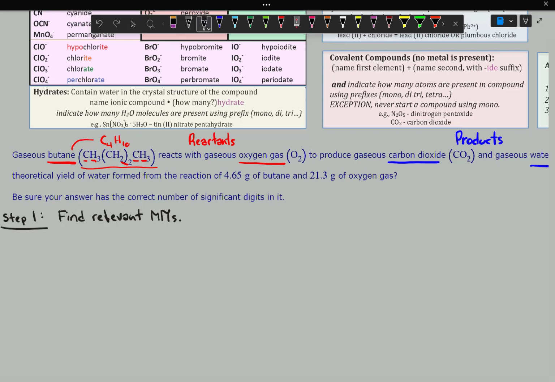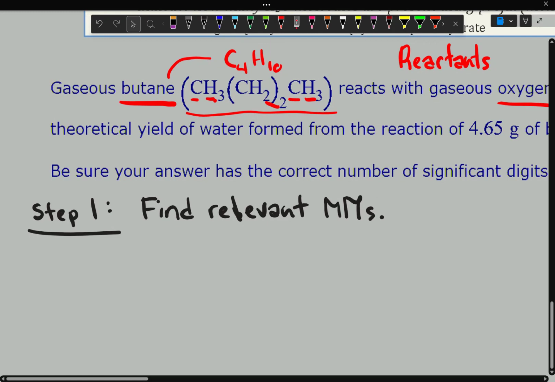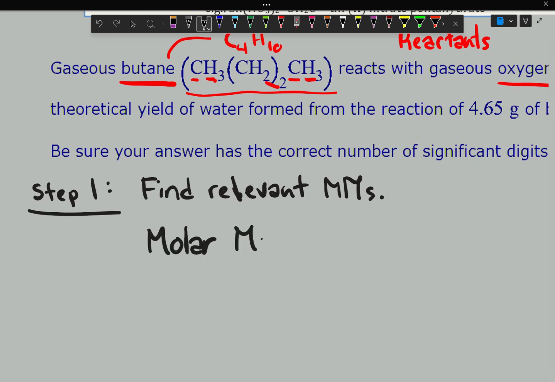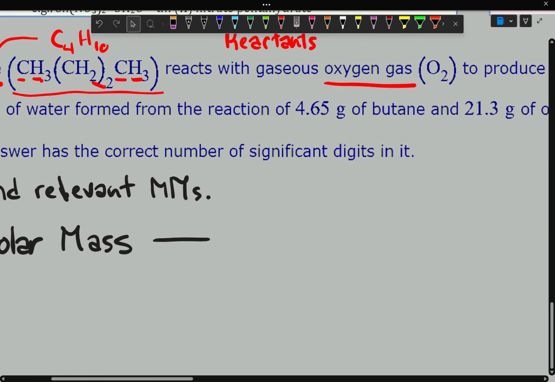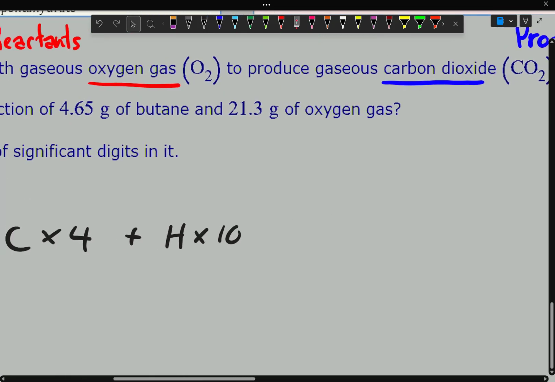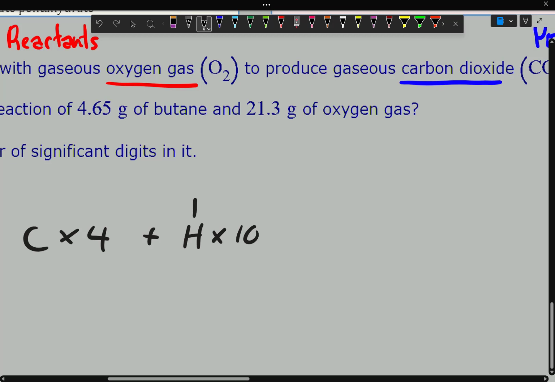So, as I said, let's find the molar masses. Now, by this point, hopefully you know how to find these. The molar mass for butane is going to be, from the periodic table, the molar mass of carbon multiplied by how many of them there are in the compound, which is 4, plus the molar mass of hydrogen times the amount of them in the compound, which is 10.